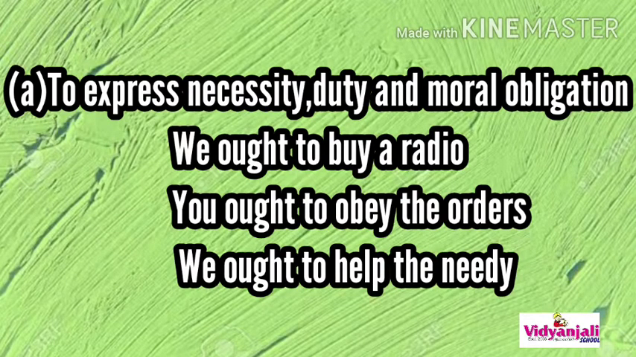Next is ought to. What is this ought to? This modal auxiliary is used to express duty or moral obligation or necessity. So once again necessity came. Must necessity is different and here ought necessity is different. Basing on the example we can understand clearly. To express necessity: We ought to buy a radio, which means it is our necessity to purchase a radio.